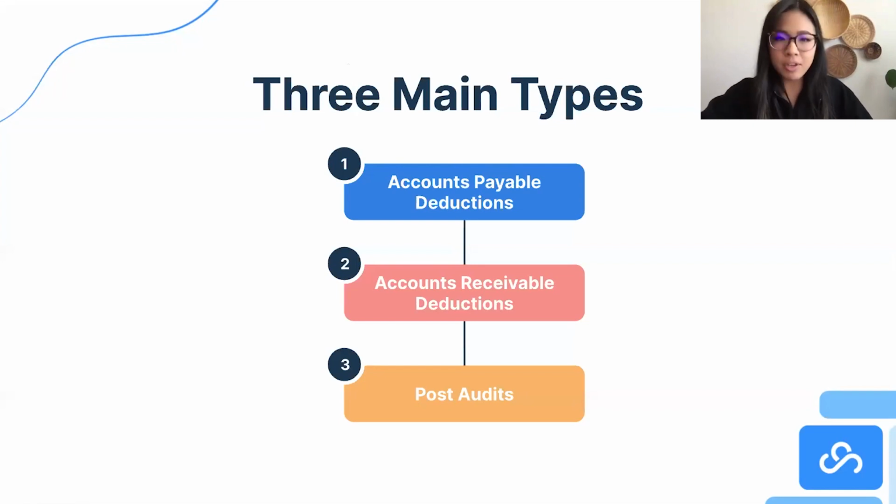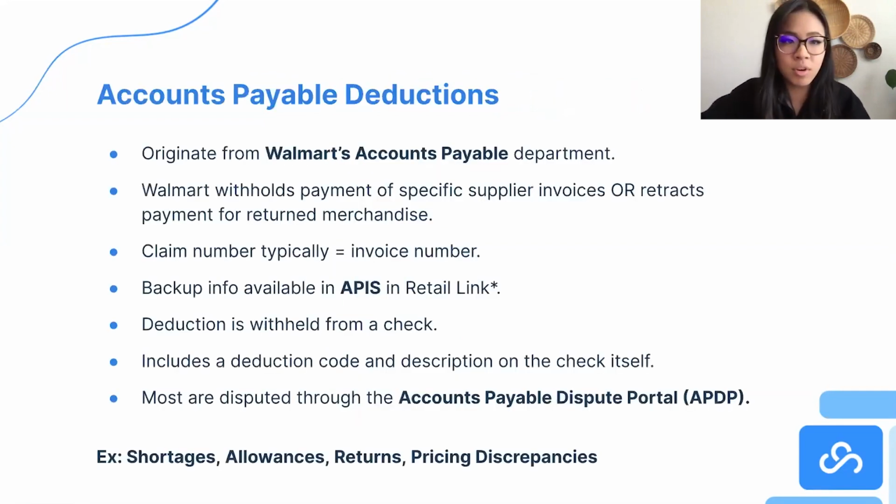Okay, so really quickly, guys, I wanted to introduce you to the three main types of deductions at Walmart. I'm going to go in depth for each of these over the next couple of slides, but at a high level, there are accounts payable deductions, accounts receivable deductions, and post audits. Depending on your company size and type, we work with teams that have three siloed departments to address each of these types of deductions, and we also work with teams where one team works them all. So it's really important to distinguish what each of these deductions are so you know what to do about them.